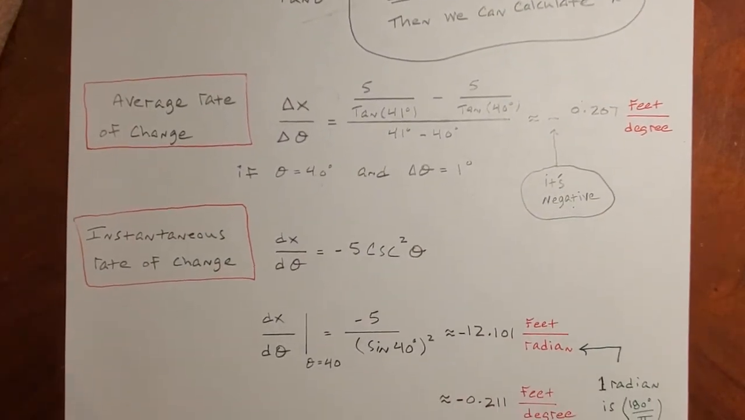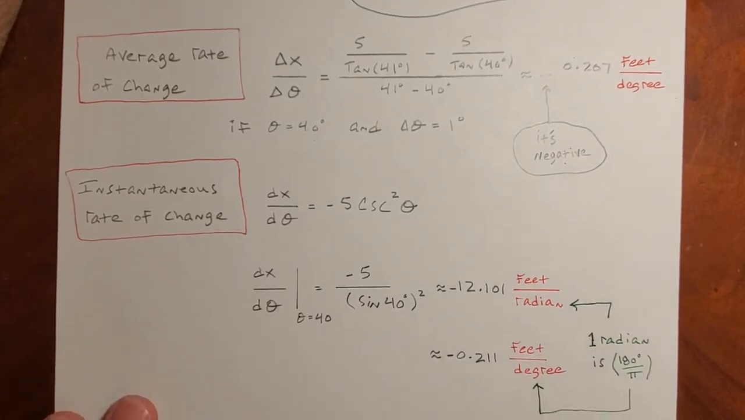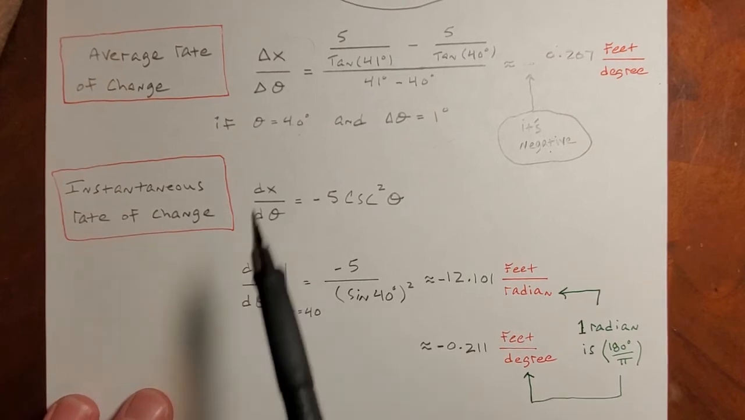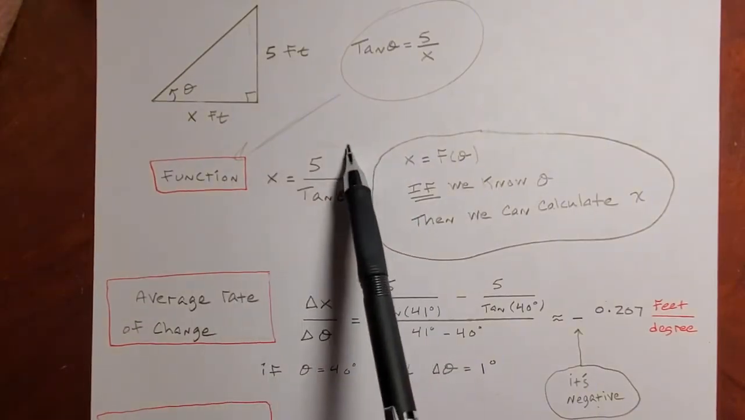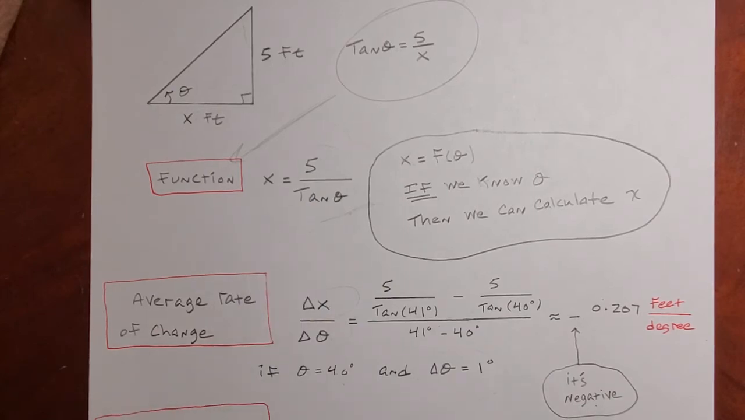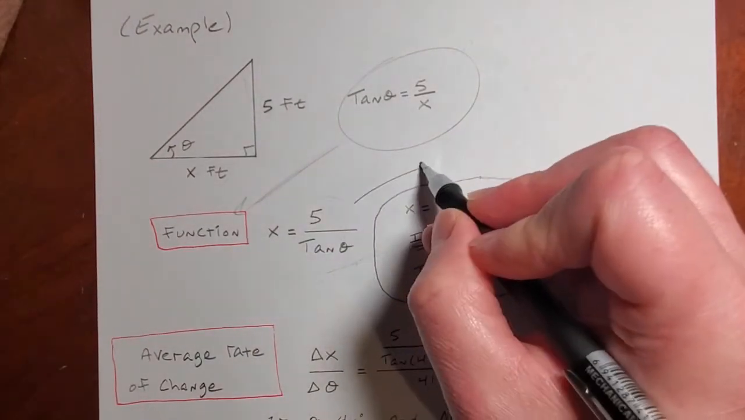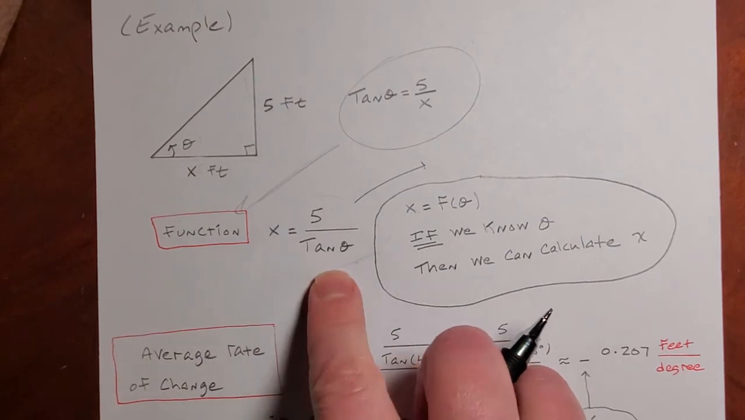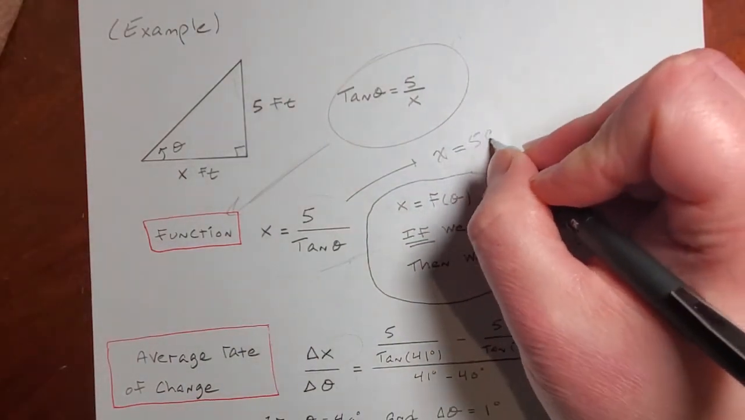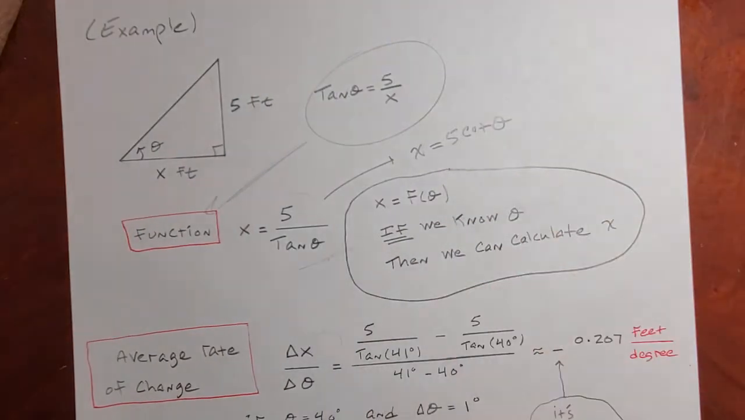What about the instantaneous rate of change? Well, we said that was the derivative, right? So let's see. We look back at the function, okay? x is 5 over tangent theta. What's the derivative of that? Well, how about this? Let's write this as x is 5 times cotangent theta. That's the same thing, right?